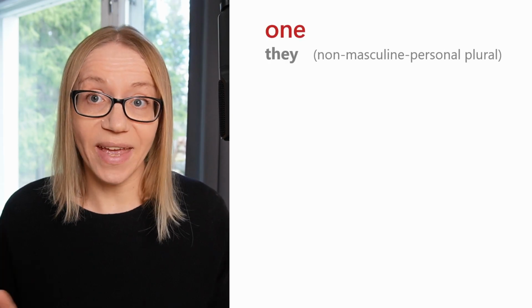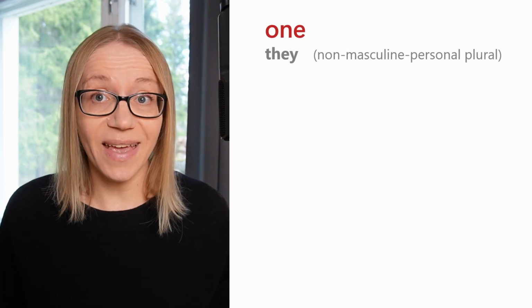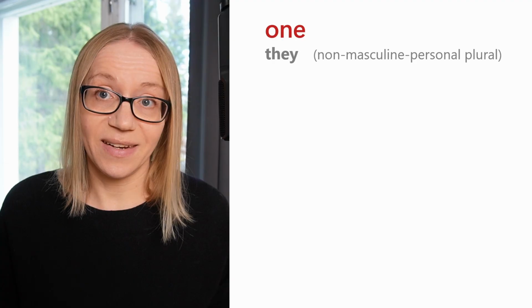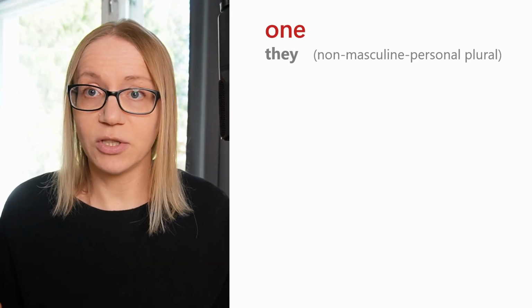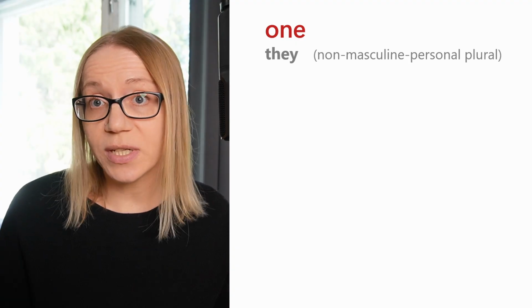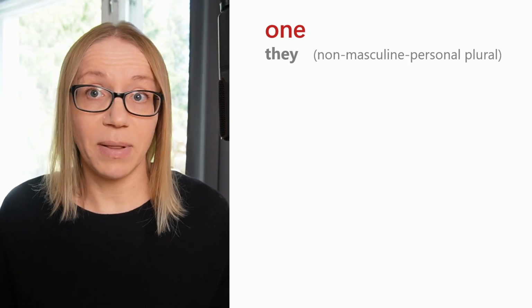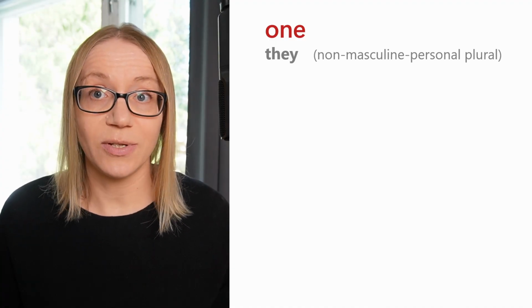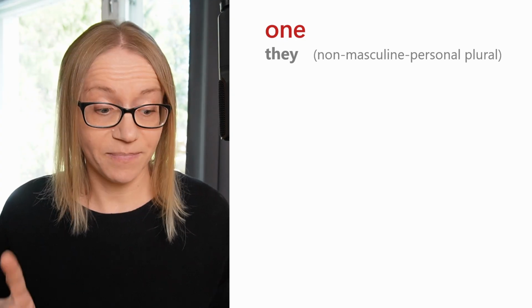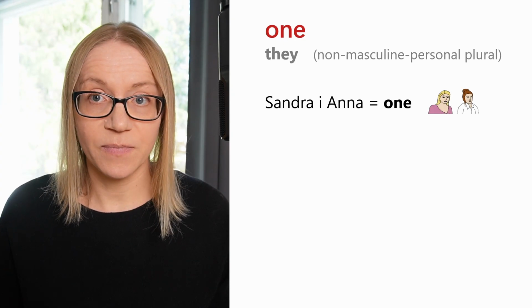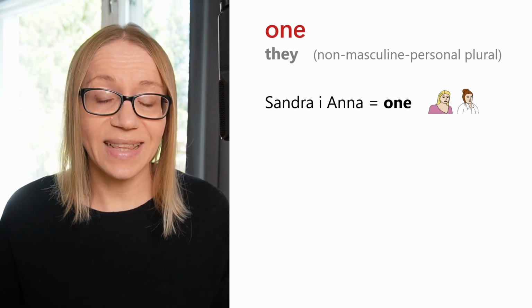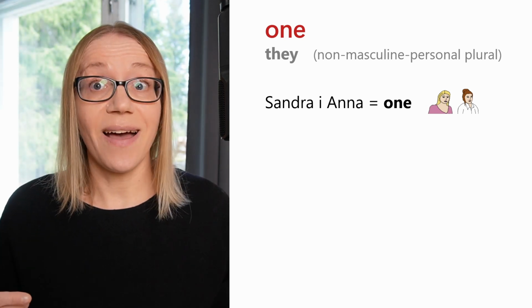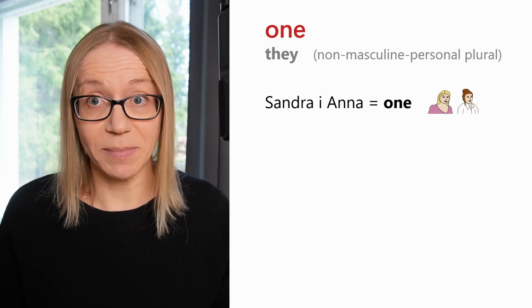And then we have one. One also means they, but here we are referring to other things or people than masculine personal. We are referring to women only, or children, things, animals, places. Here we are dealing with the so-called non-masculine personal plural. One. Let's see some examples. When we have two ladies, Sandra i Anna, then the pronoun we use is one, they, two women.